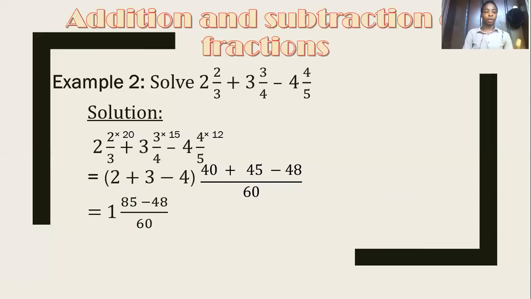Now what do I do? I'll come back to my whole numbers. 2 plus 3 is what? 5. 5 minus 4 is 1. That's how I got my 1 right here. And then for the fraction, 40 plus 45 is what? 85, minus 48, over 60. Now finally, I'm having 1 whole number, 37/60. So you can see it's very, very easy.